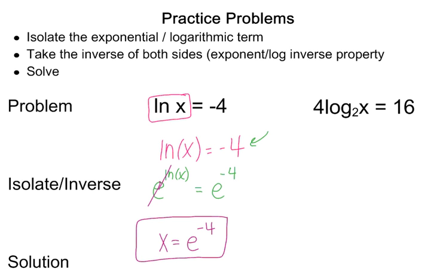Next one, another log equation. Make sure we're isolated and in an appropriate form. Isolating my log term. First, I have to get rid of this 4. So I divide both sides of my equation by 4. Now I have log base 2 of x equals 4.